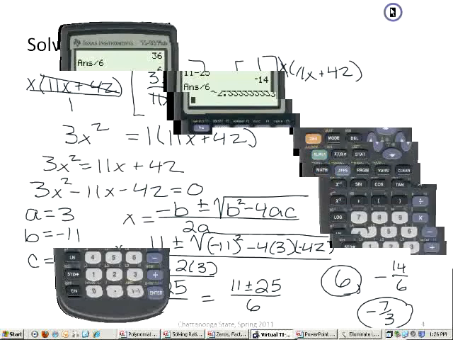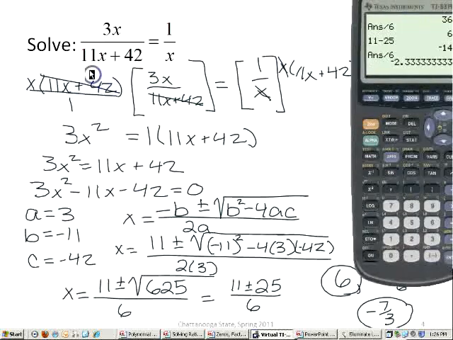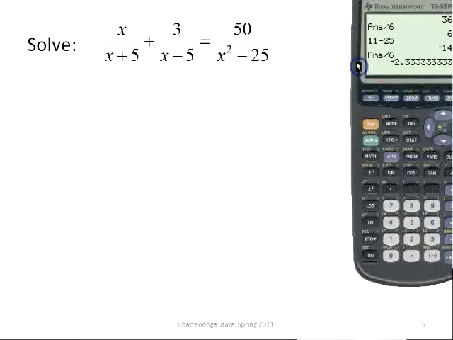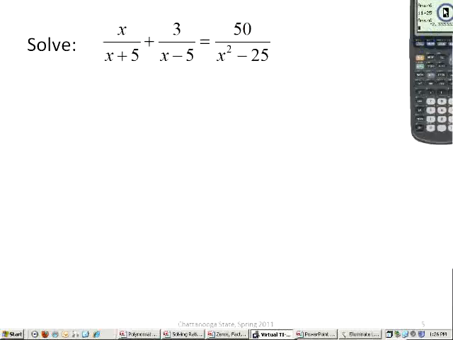Now if I go back to my original problem, the only numbers that would make the denominator 0 here would be a 0, or a negative 42 over 11. So that means that both of these answers would be solutions. Let's look at one more.